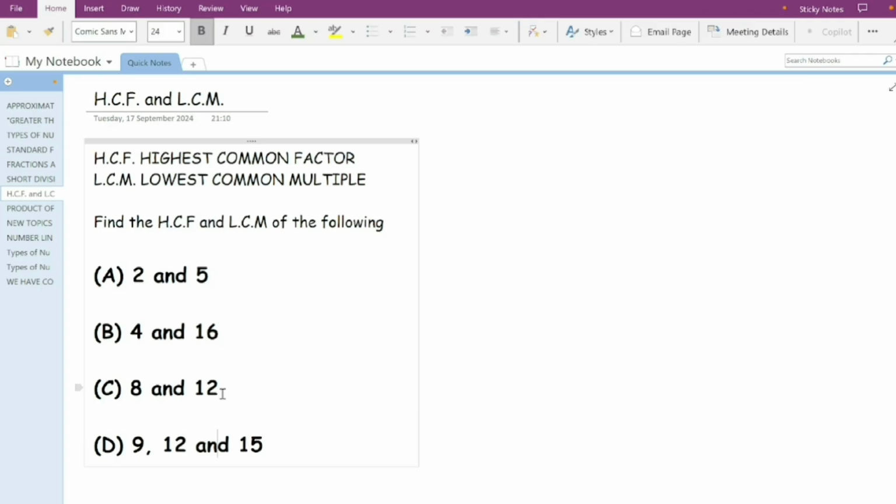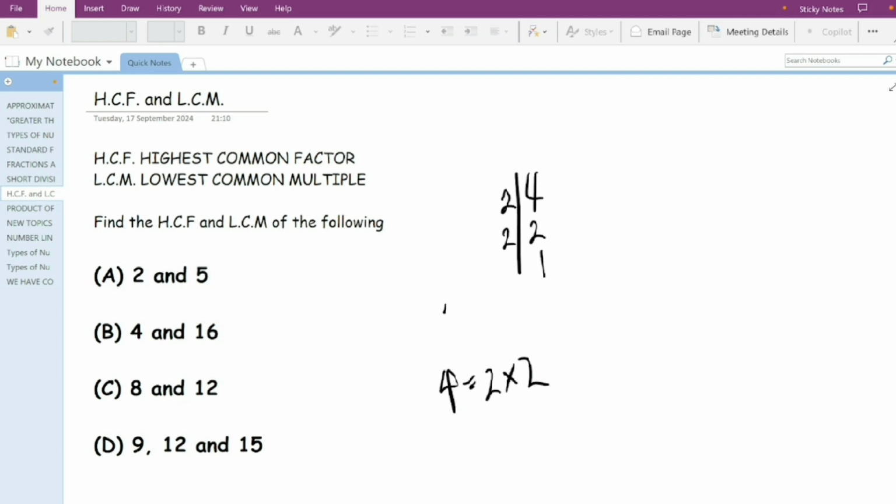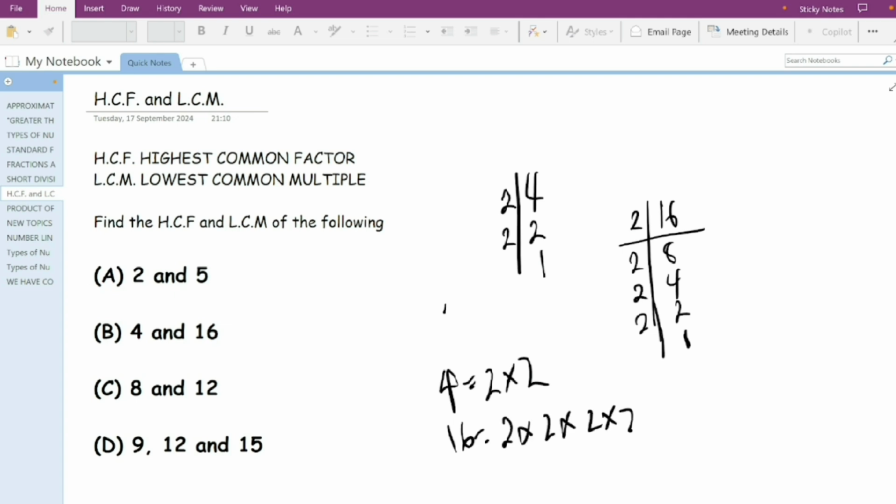Method 2. Another technique of solving for the HCF of these two numbers is using the product of their prime factors. So we have 4. 2 can go in 4, 2. 2 in 2, 1. That's 4 equals 2 times 2. Then for 16, as we've done earlier, 2 in 16 is 8. 2 in 8 is 4. 2 in 4 is 2. And 2 in 2 is 1. So 16 broken down to the product of its prime factors is 2 times 2 times 2 times 2.